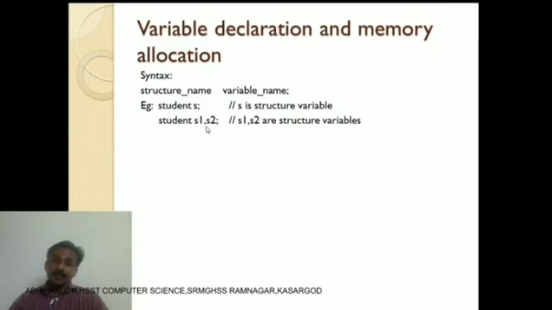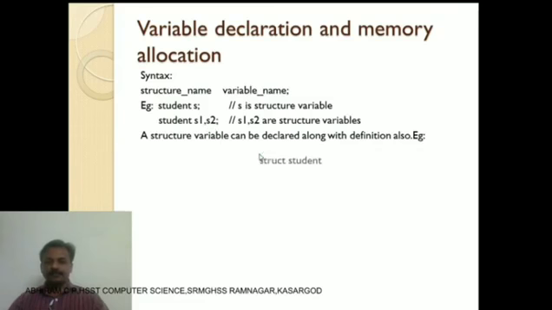A structure variable can be declared along with the definition also. See the example. Struct student, int register number, character name, float fee, and bracket closed with the variable S, and this S is the structure variable. Here the structure variable is declared along with this structure definition. This is the second method. We can use both the methods for the variable declaration.